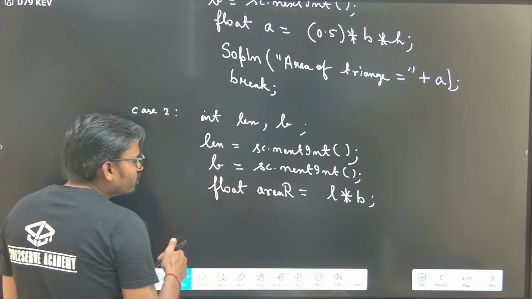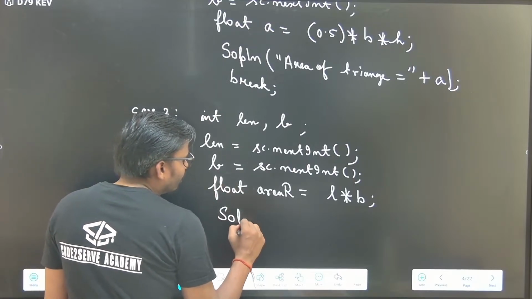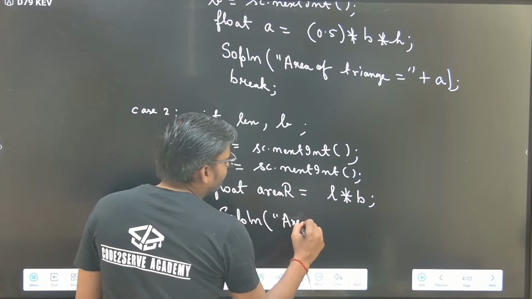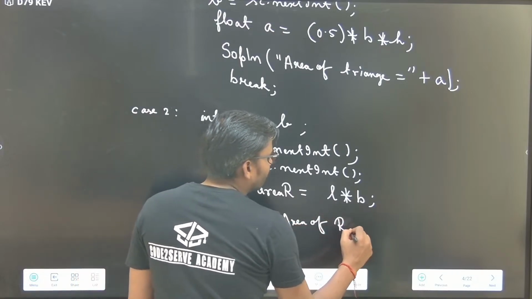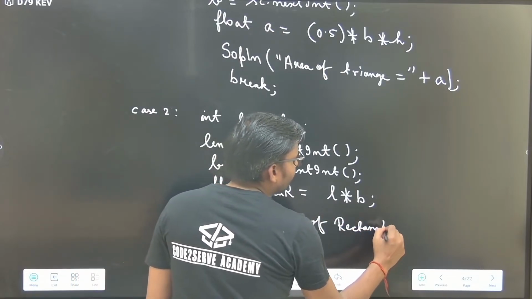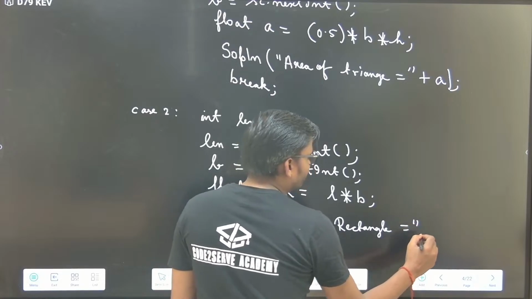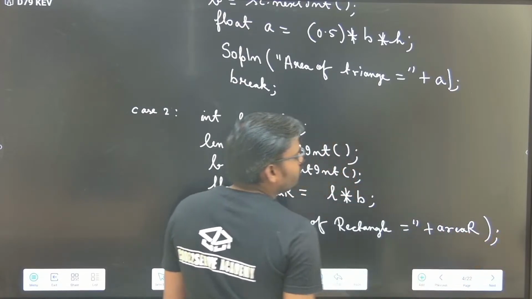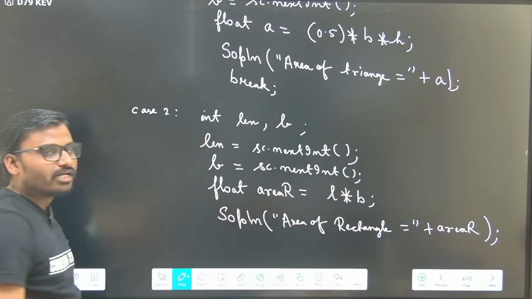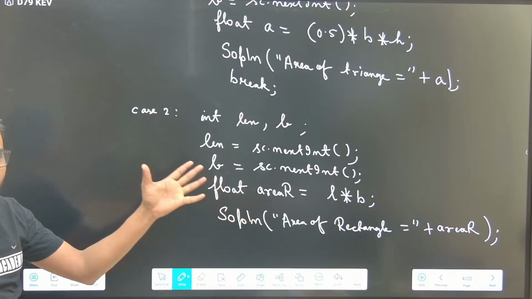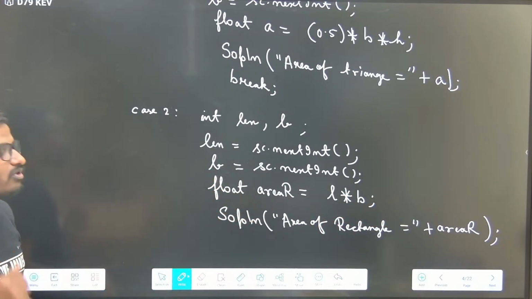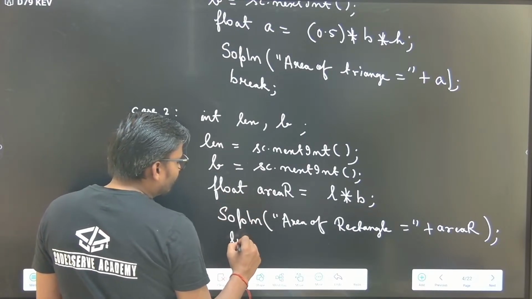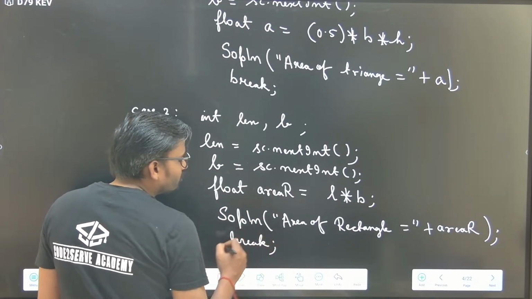Okay. So next, what we'll do, we'll output that, SOPLN area of rectangle is equal to plus area R. So this is a variable name that we are writing. So it will concatenate the result and it will form a new string and that string will get printed. Then after completing this block also, we'll write break. All right.